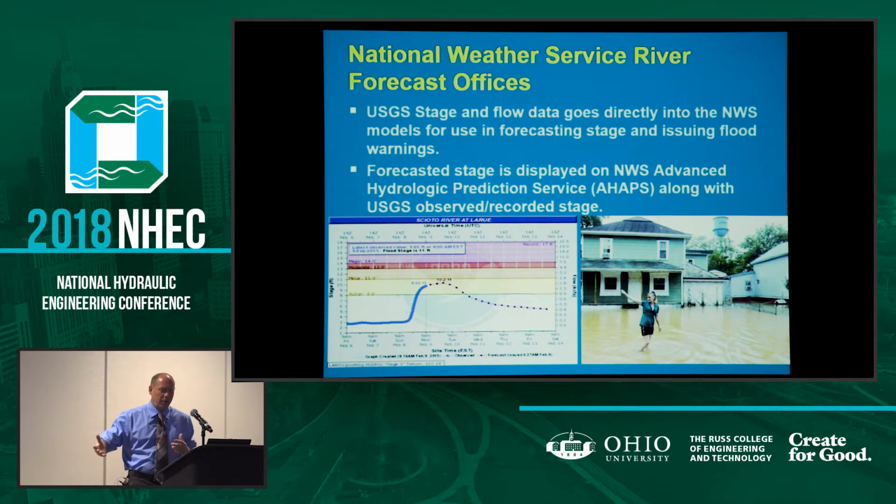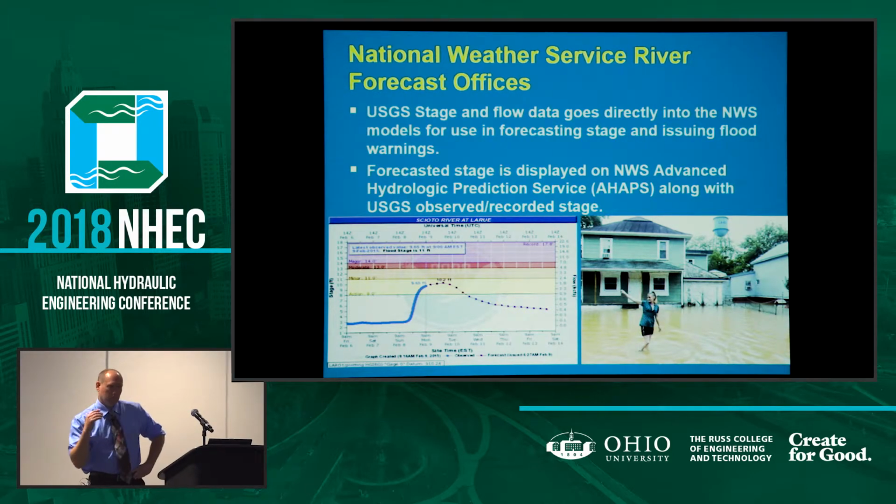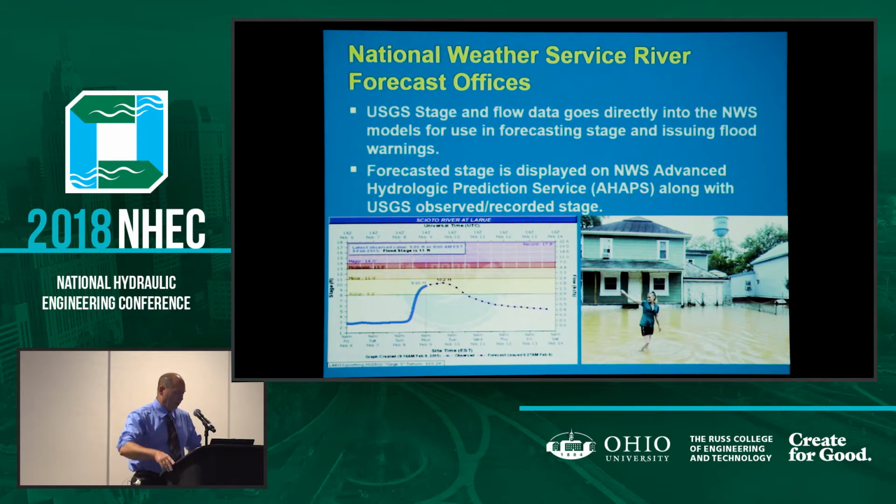And our stage is displayed on their AHPS, or Advanced Hydrologic Prediction Service charts, along with USGS observed and recorded stage. So you see the lower left there, the AHPS. The blue is what's recorded stage, and that's from the USGS river gauge. And then their forecast, whether it's going to go into action or moderate or higher stages, is, I think, in purple there, but they'll be able to issue forecasts using our data.